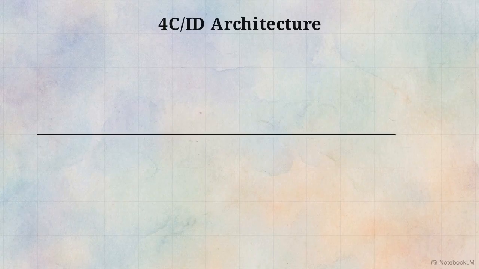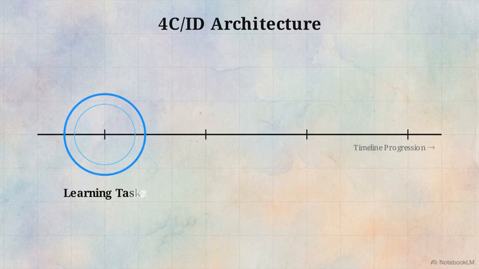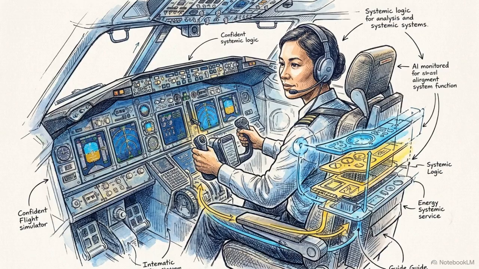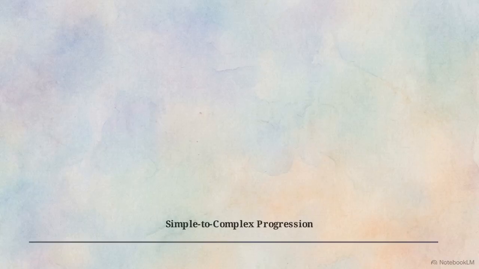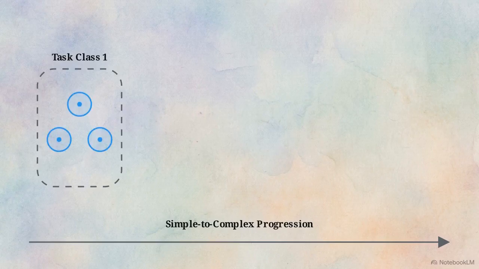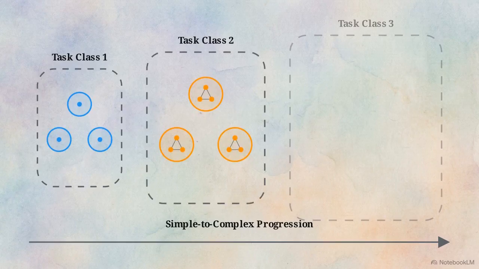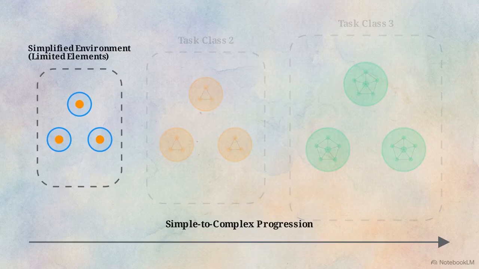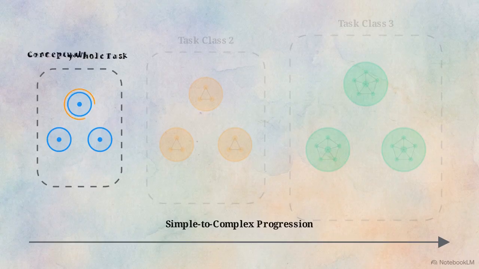The four-component instructional design architecture, or 4CID model, is built on four interdependent elements. The first component is the learning task. Instead of starting with isolated facts, learners are confronted with authentic, whole-task experiences from day one. This requires them to use knowledge, skills, and attitudes together immediately. To prevent whole tasks from overwhelming a novice, the model organizes them into simple to complex task classes. A task class simplifies the learning environment by limiting the number of interacting elements the learner has to manage. However, the task remains conceptually whole.